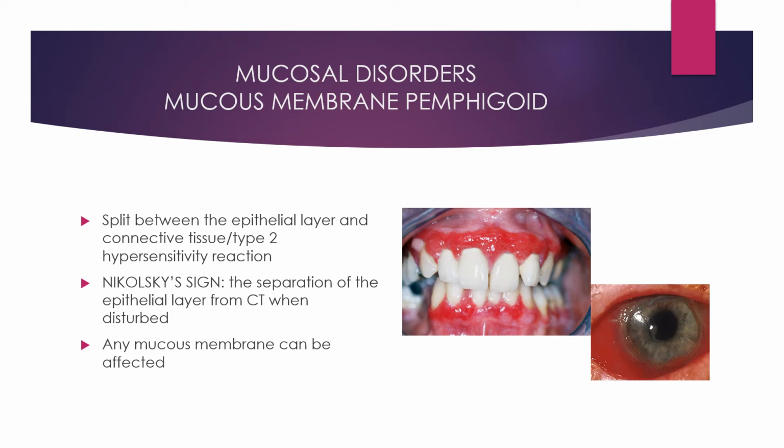What makes mucous membrane pemphigoid distinctive is something called the Nikolsky sign. The Nikolsky sign is when you take a piece of gauze and rub it across the affected tissue, you will actually get peeling of the epithelial layer. So the Nikolsky sign is the separation of the epithelial layer from connective tissue when disturbed. Any mucous membrane can be affected, and since the eye is also a mucous membrane, that's why the eye sometimes is involved. Mucous membrane pemphigoid is usually self-limiting and may be treated with steroids or anti-inflammatory medications.